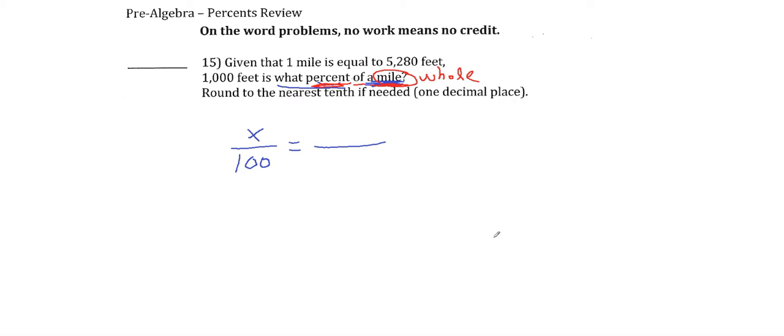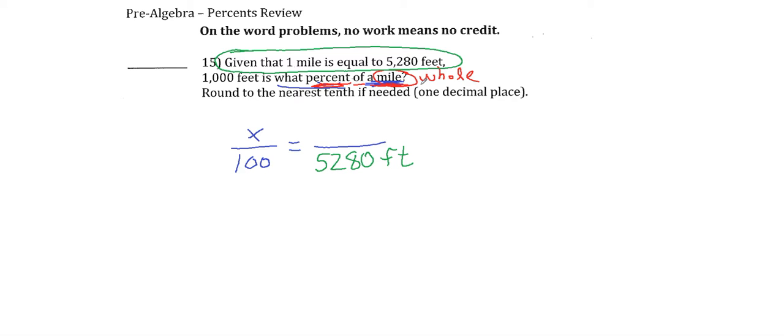Right here, this first sentence allows us to say, well, hey, that 1 mile, instead of 1 mile, we're going to do 5,280 feet. So let's not do a mile, let's do 5,280 feet. All right, FT is the abbreviation for feet. And so that's the whole. So instead of saying what percent of a mile, I can say what percent of 5,280 feet, because that's the same as a mile.